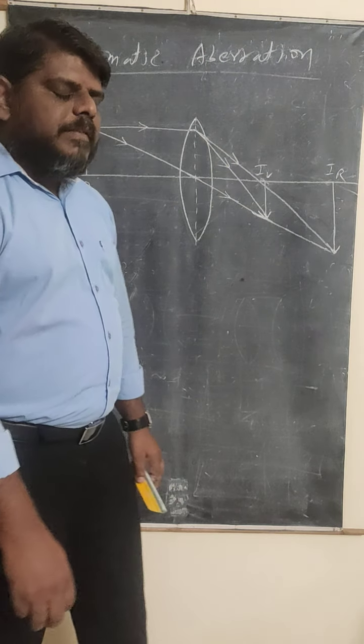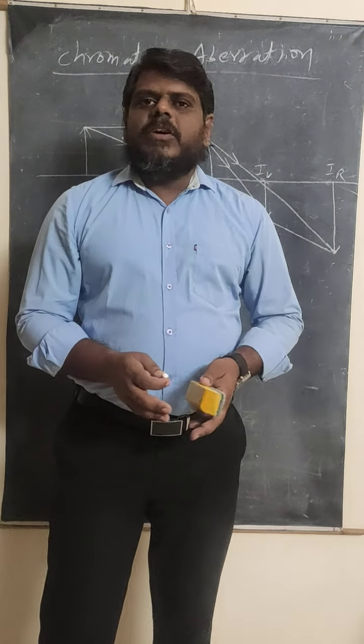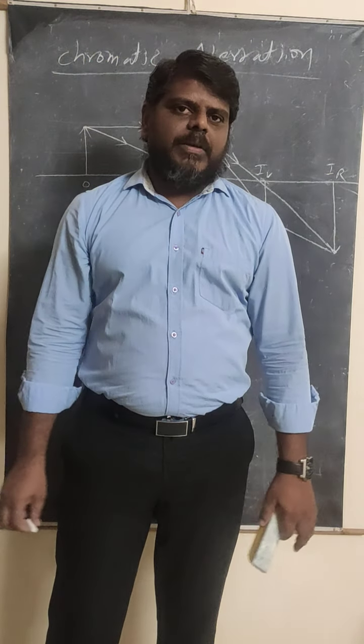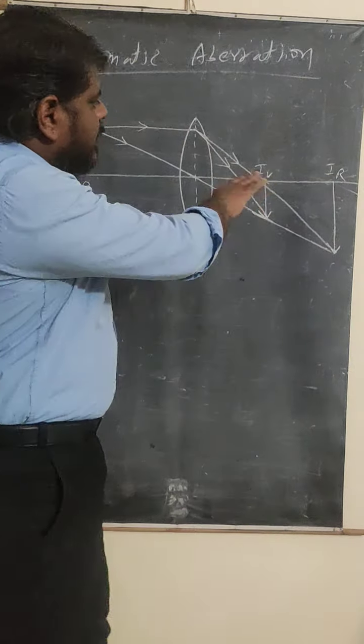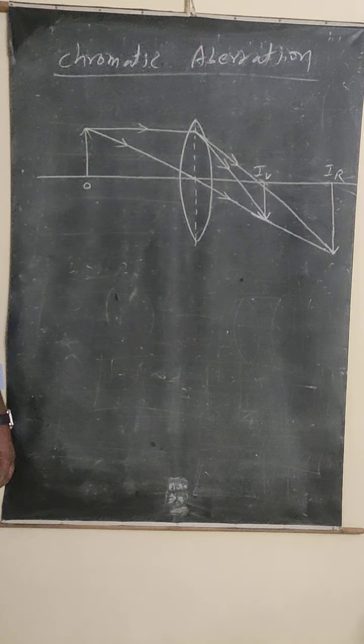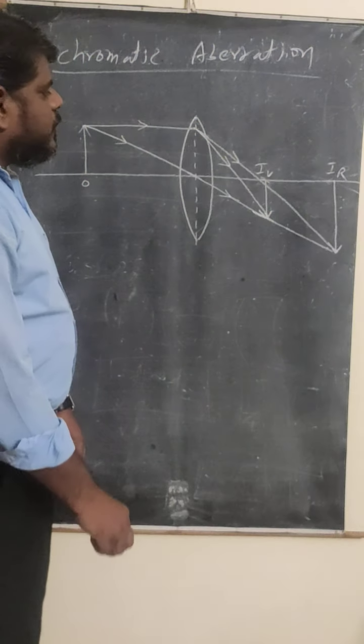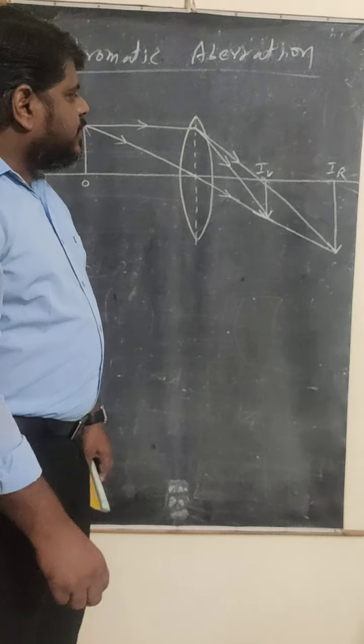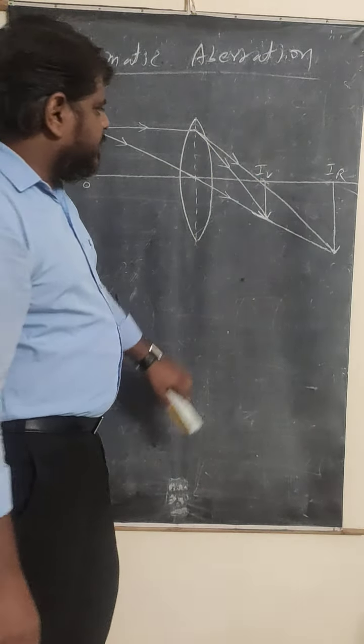Okay, what is the main reason for chromatic aberration? The main reason is that different colors have different refractive powers. Due to that reason, chromatic aberration is produced. Now, chromatic aberration is classified into 2 types. The first one is called the longitudinal chromatic aberration.